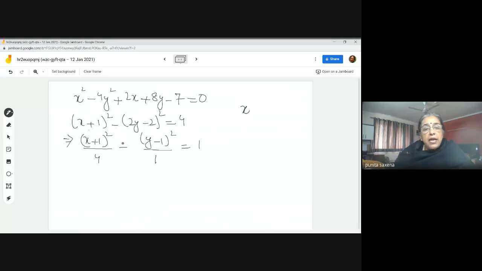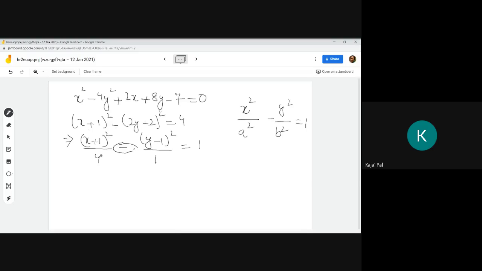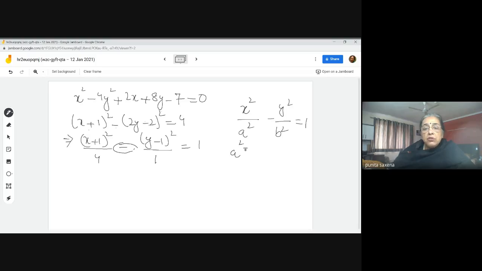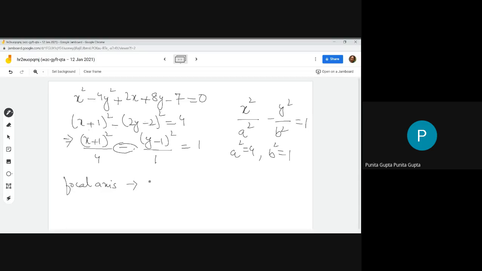So now because I have a minus sign here, it cannot be an ellipse, right? So I have to compare the equation with the standard equation x square by a square minus y square by b square equal to 1, which represents a hyperbola, right? Hyperbola. And now you have a square as 4 and b square as 1. So what is your focal axis and what is your conjugate axis? Focal axis is the x-axis and conjugate axis is the y-axis.